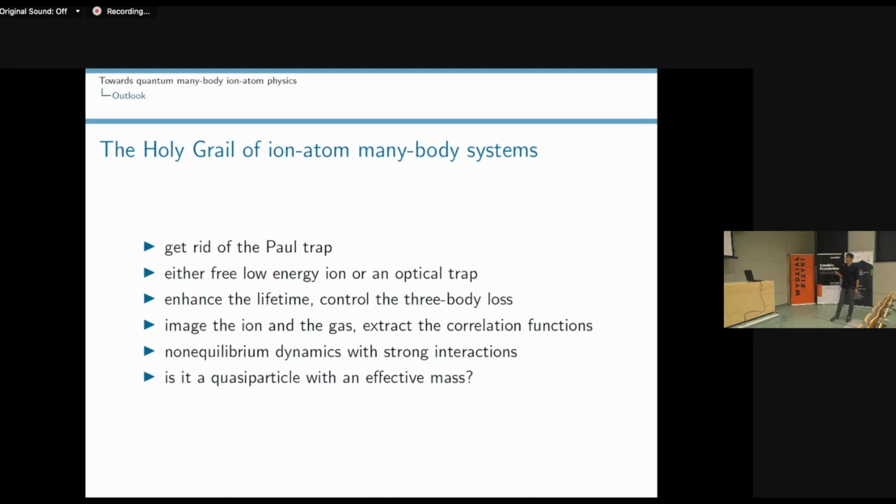And the questions are really basic, like is an ion in a gas a well-defined quasi-particle with an effective mass, or does it create a bound state with zero particle residue? This is one of the basic questions that could be answered in such a system.